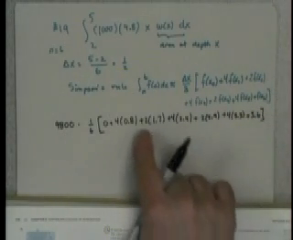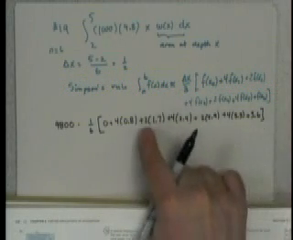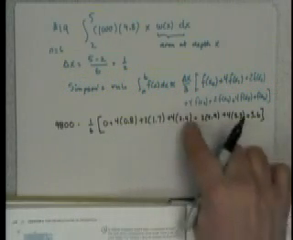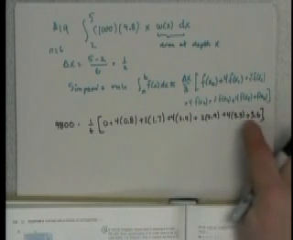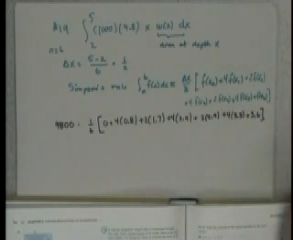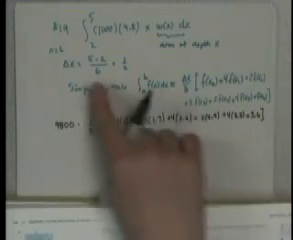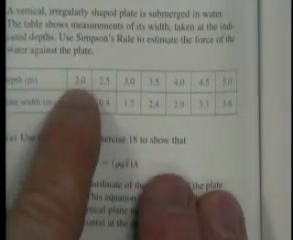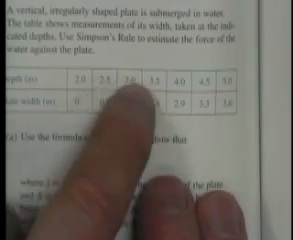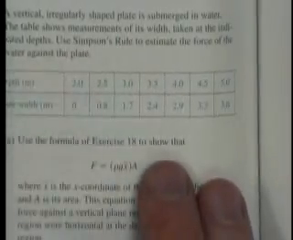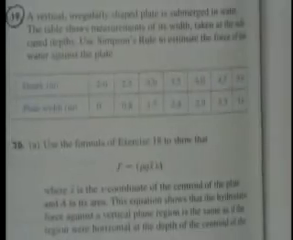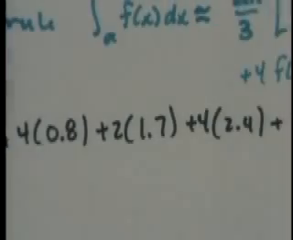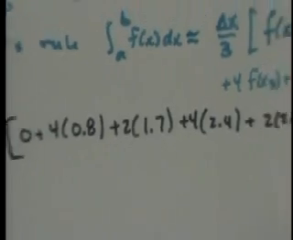And again, those numbers are out of our table: 0.8 or 8 tenths, 1 and 7 tenths, 2 and 4 tenths, 2 and 9 tenths, 3 and 3 tenths, and 3 and 6 tenths. By the way, I calculated delta x, but you could also see it. If you look in the table, how far does it go from one reading to the next? It's 2 to 2.5, 2.5 to 3, 3 to 3.5. You can see what the delta x is from that as well. Okay, so now we just have to finish calculating this.